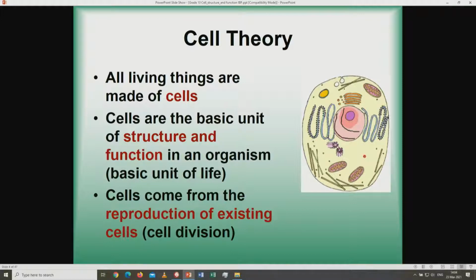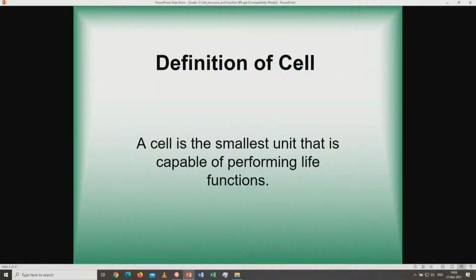All living things are made up of cells. All living things have a cell, and cells are the basic unit of structure and function in the organism. Basically, it makes up the basic unit of life. Cells come from the reproduction of existing cells, cell division, and you're going to do that in more detail later when you do mitosis. The definition of a cell is the smallest part that is capable of performing life functions. And how incredible is that, for a cell to be able to perform all life functions.